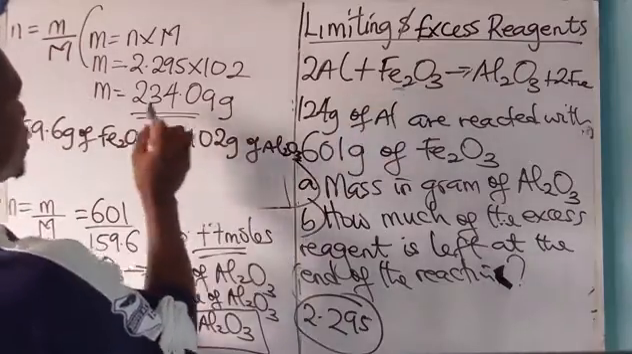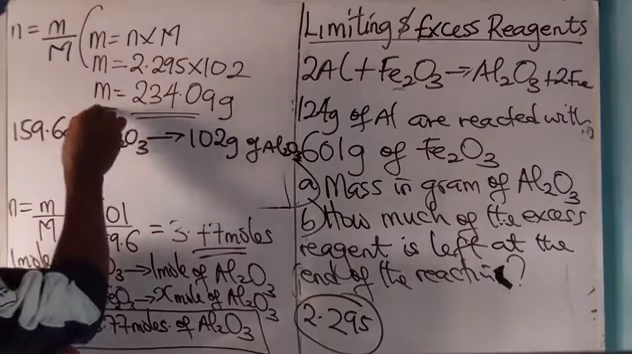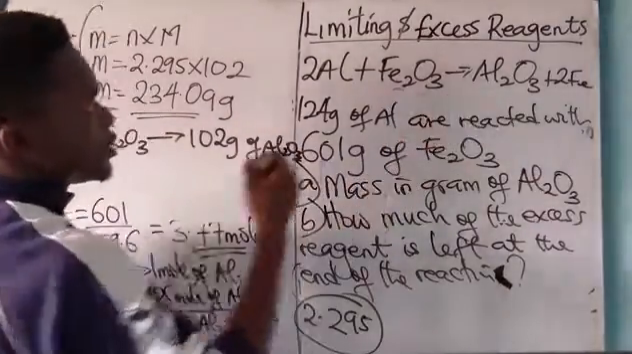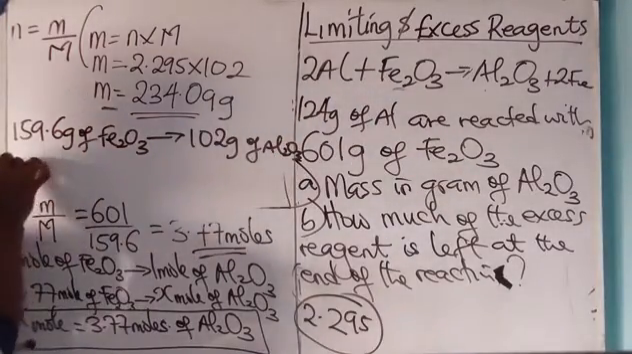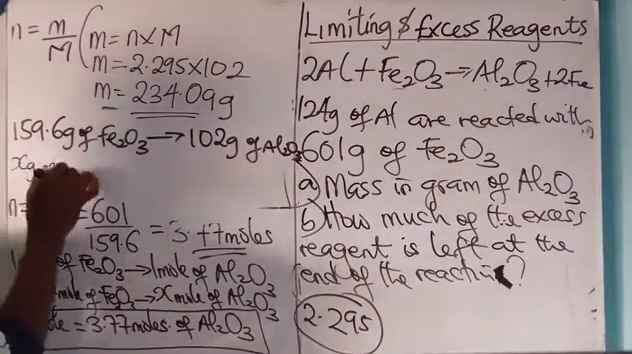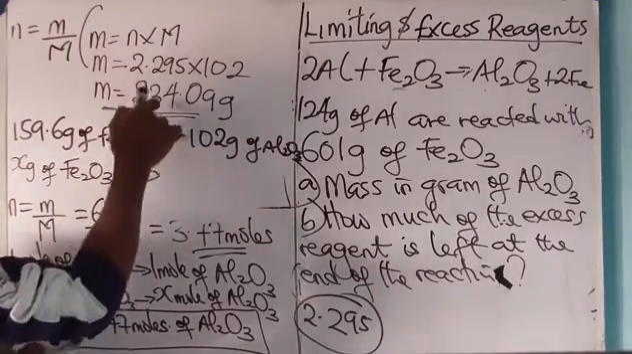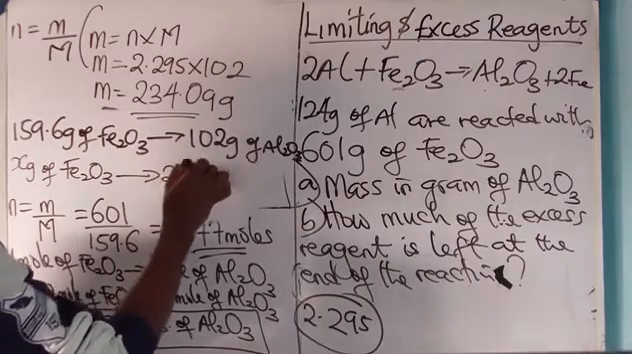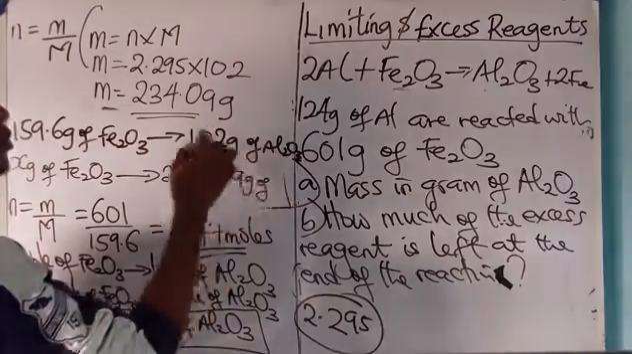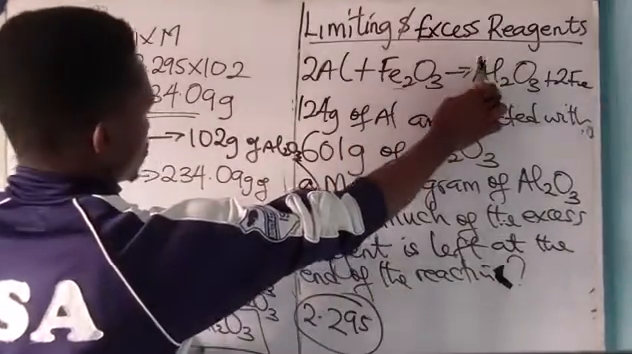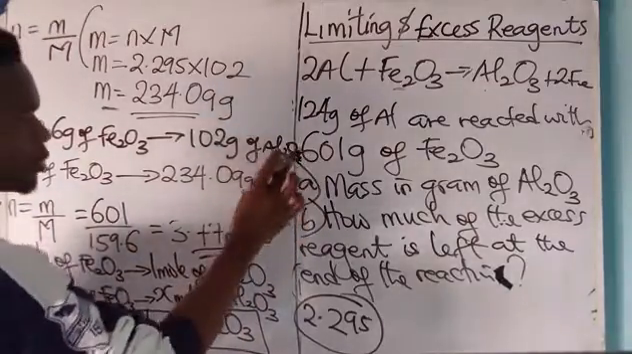I think we had the molar mass of aluminum oxide, right? So it means S gram of this, that is S gram of Fe2O3, will produce 234.09 grams of this. There's no space, but just note it. Okay, let me rub off this one.